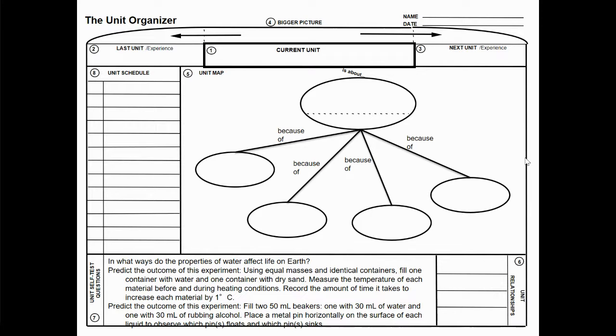So our current unit is specific properties of water. Our last unit was acids and bases. And our next unit is going to be biogeochemical cycles, also sometimes known as the carbon cycle.